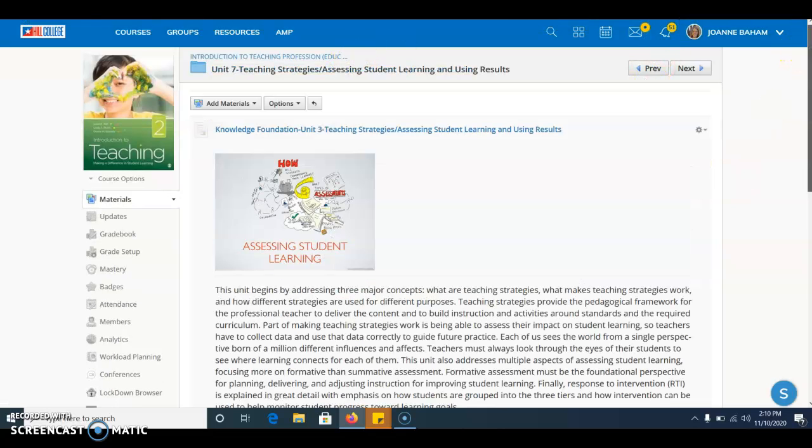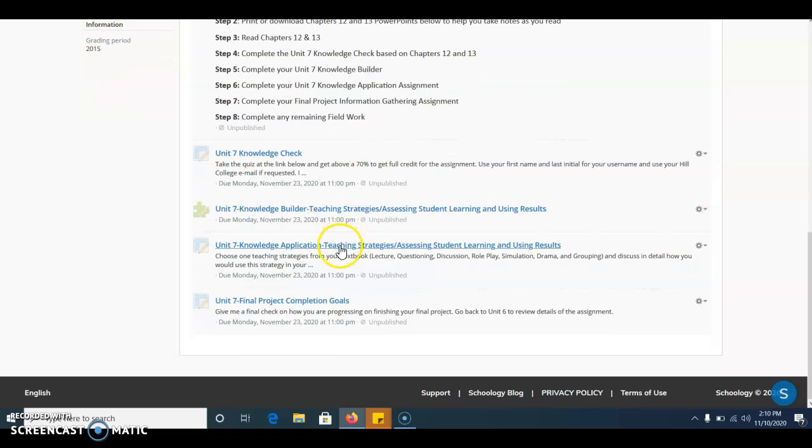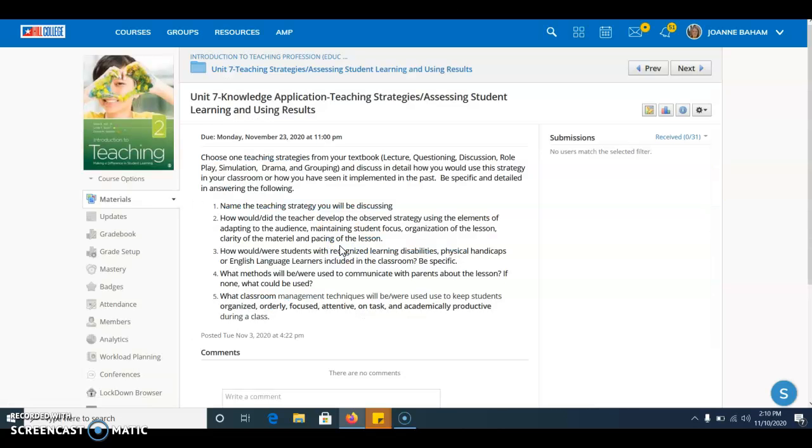And then finally, the knowledge application assignment is going to ask you to choose one of the teaching strategies that our textbook goes over, which is lecture, questioning, discussion, role play, simulation, drama, and grouping. And I want you to discuss in detail how you would use this strategy in your classroom or how you have seen it implemented in the past.